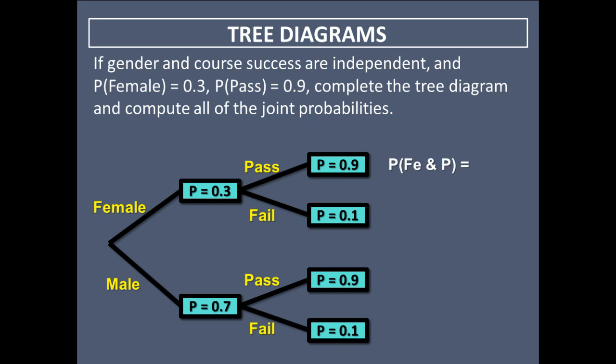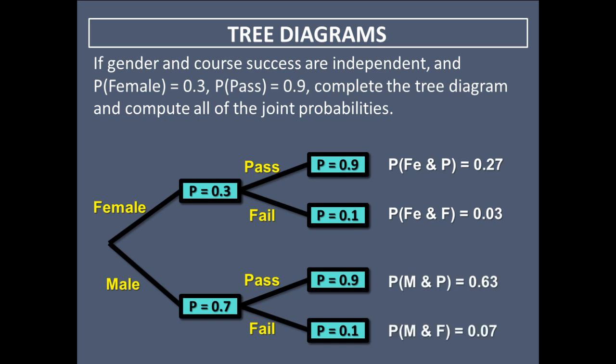If we want to now calculate the joint probabilities, first looking at the probability of being female and passing, since the events are independent, we can simply multiply them. 0.3 times 0.9 gives us a probability of being female and passing of 0.27. The probability of being female and failing would be 0.3 times 0.1, giving us 0.03. And similarly for the male, multiplying those respective probabilities, we get male and passing at 0.63 and male and failing at 0.07.